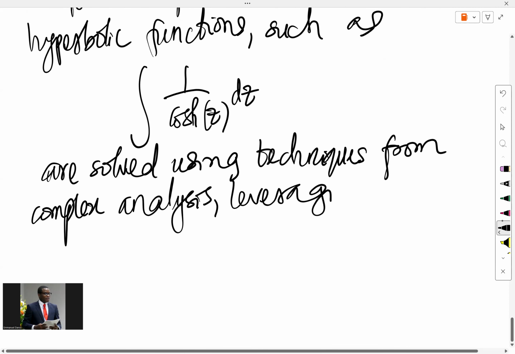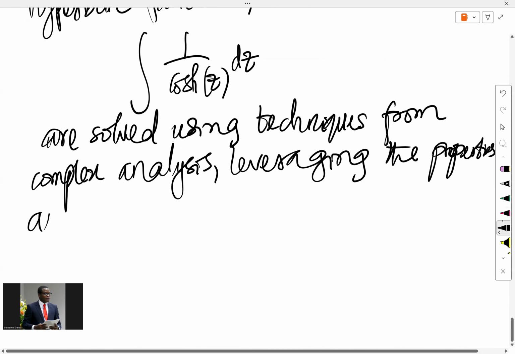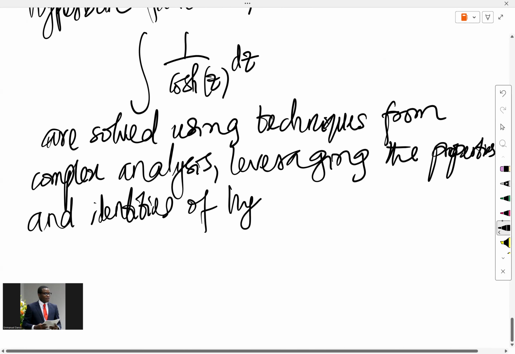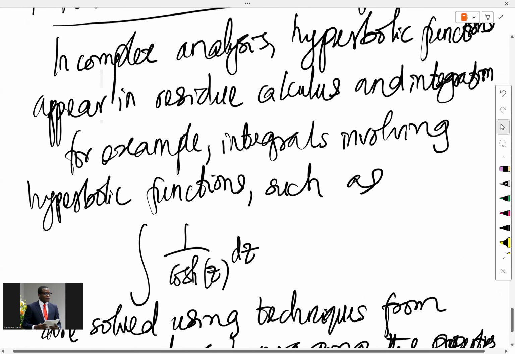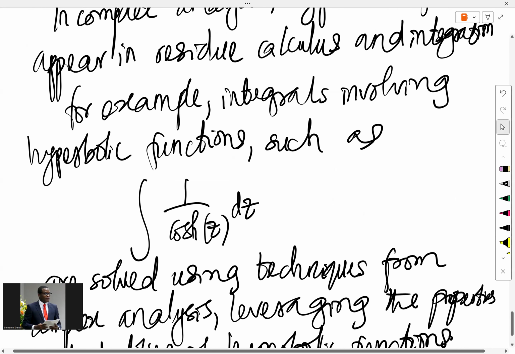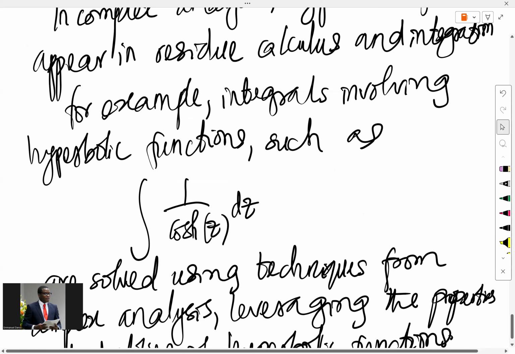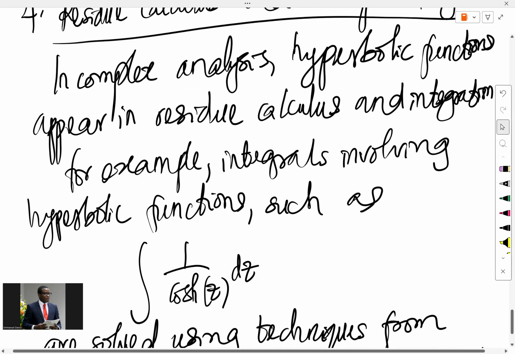leveraging the properties and identities of hyperbolic functions. We've seen some of those identities already, so we can actually work around this. By the time I extend my playlist on complex analysis, I know I'll get to this point, and I'll be talking about poles and residues and things like that.